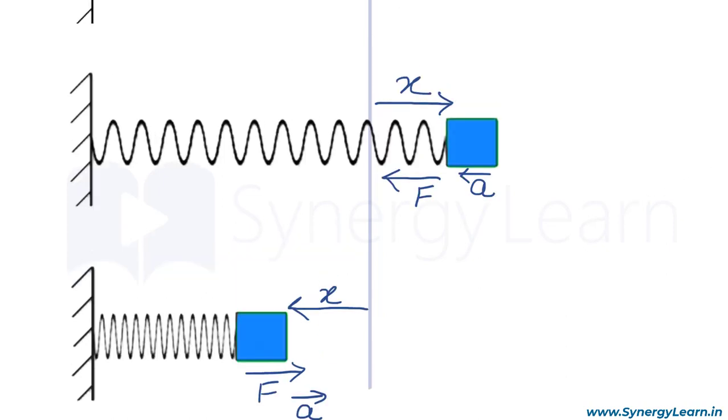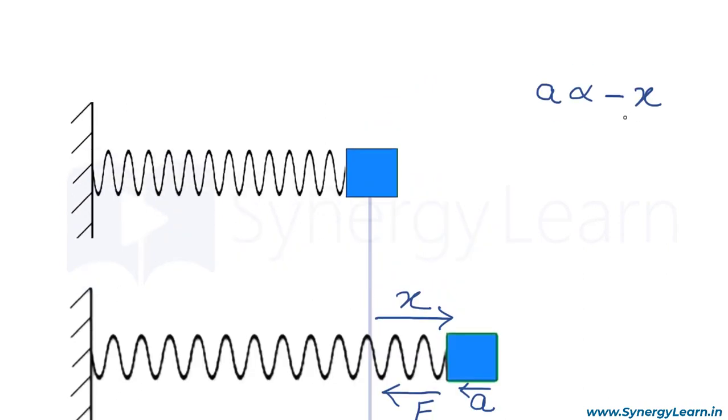This is shown mathematically by the negative sign in this relation. Further, in all oscillatory motion, the acceleration should be in the direction opposite to the displacement. In simple harmonic motion, the acceleration is proportional to displacement, having power 1.